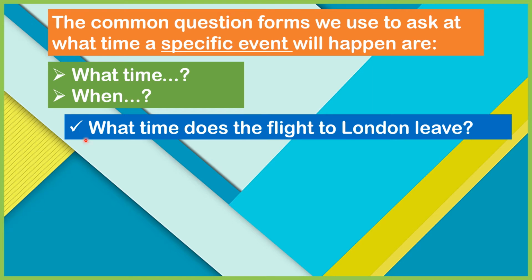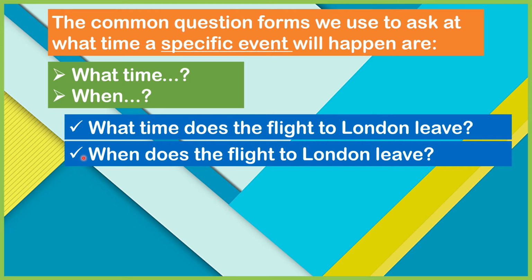What time does the flight to London leave? When does the flight to London leave? So if the flight is going to leave at 5:30 in the afternoon, our answer would be, the flight to London leaves at 5:30 in the afternoon. Or just simply say, it leaves at 5:30 in the afternoon.